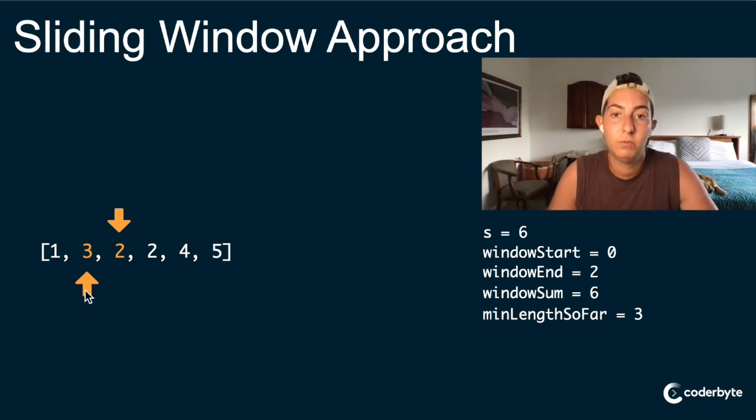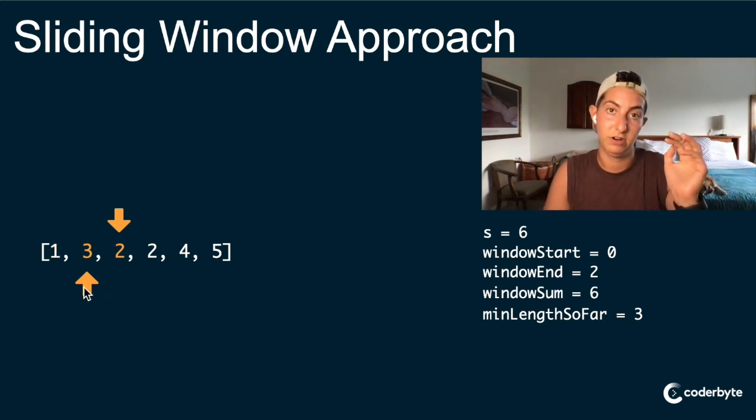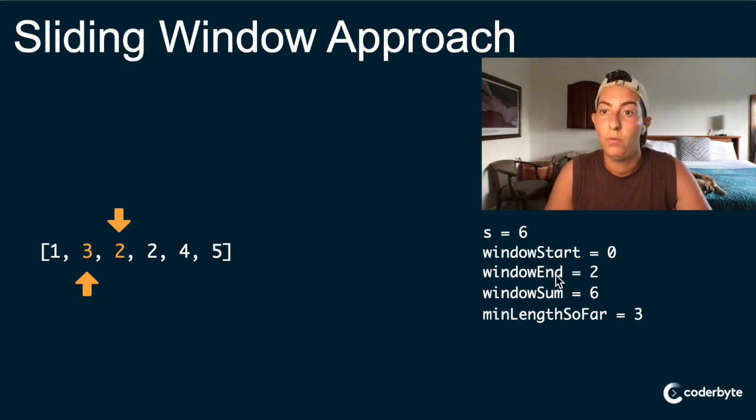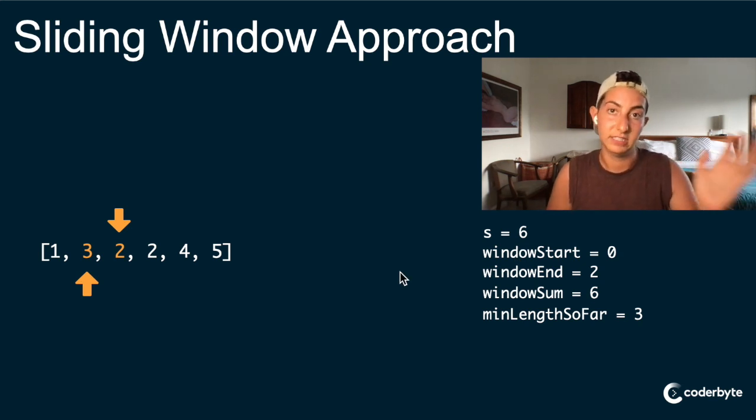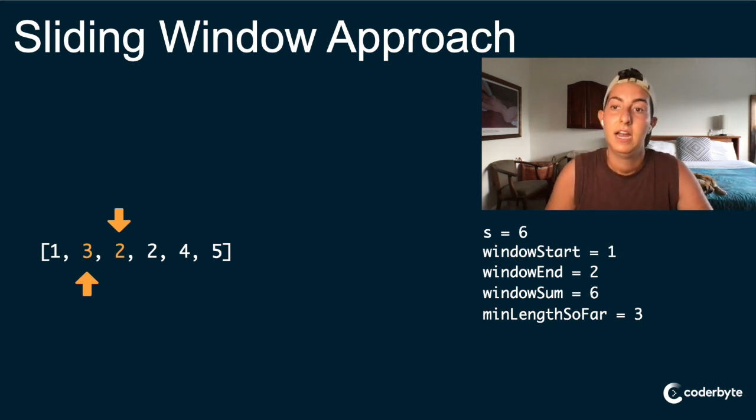So we move the window start. We shrink the window from the beginning. Window start is now going to be incremented. Even though we're shrinking, we obviously increment the index. And so window start is now 1. And now what do we do with our window sum? We have to subtract, right? We have to take away the element that's no longer in our window. So we take away 1 from our window sum. So now we have 5 as our window sum.